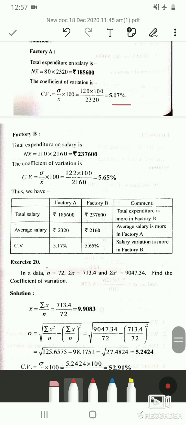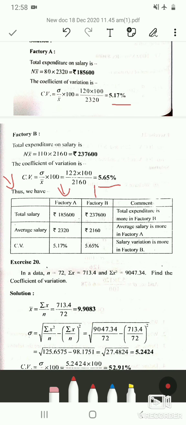So similarly calculate for factory B. The total expenditure on salary is n into x bar. The n value is 110 and x bar is 2160. So we will get 2,37,600 rupees as total expenditure on salary for factory B. So now substitute sigma and x bar in the formula of coefficient of variation and calculate. So CV of factory B is 5.65%. So now let us compare and interpret the results.